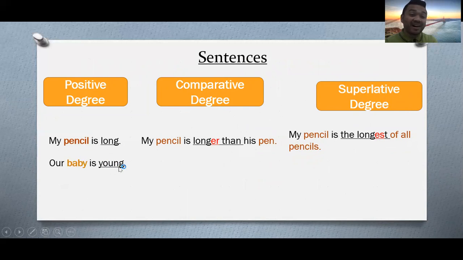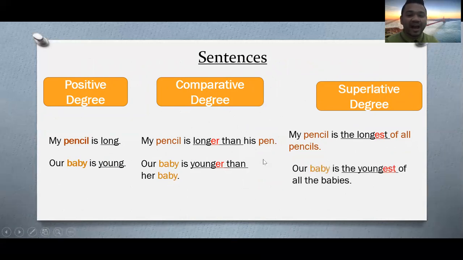Our baby is young. Our baby is younger than her baby. So again, baby one and baby two are being compared. And add er and the word than. And superlative, our baby is the youngest of all the babies. So there are three or more babies. So we have to add the word the, then est, the youngest.